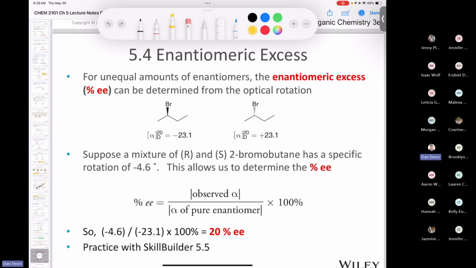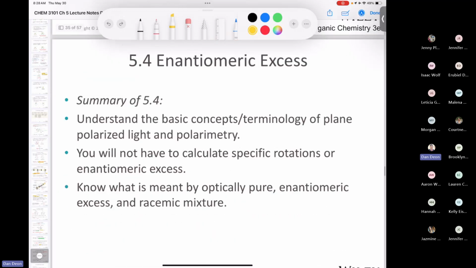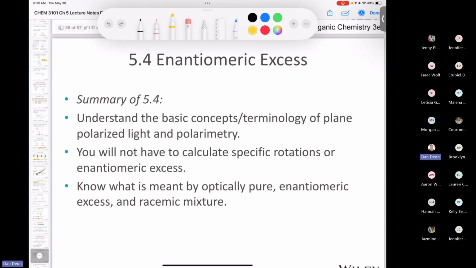You just need to know that enantiomeric excess means that you have either R or S more prevalent than the other. It doesn't mean anything more than that. So here's a summary of what you need to know, okay? You need to understand what plane polarized light is and how a polarimeter works. When you put a solution of the compound and you shine plane polarized light at it, if it's an R compound, it's going to rotate plane polarized light in one direction. The S compound will rotate it the same amount, but in the opposite direction. You can't predict whether it's going to be positive or negative.